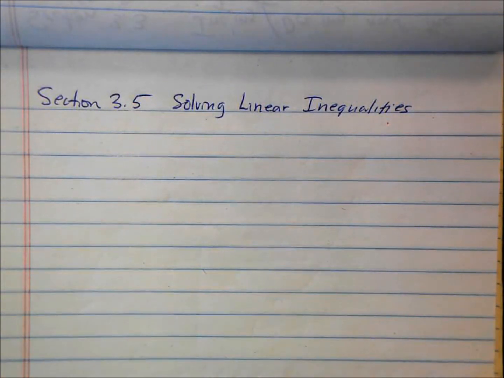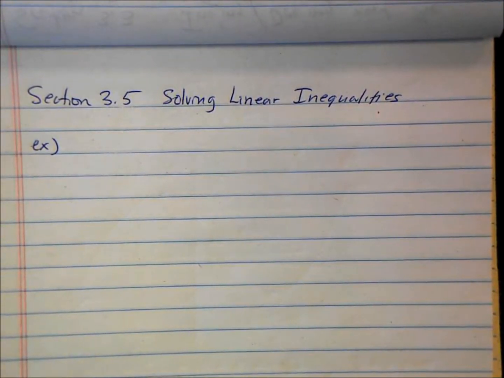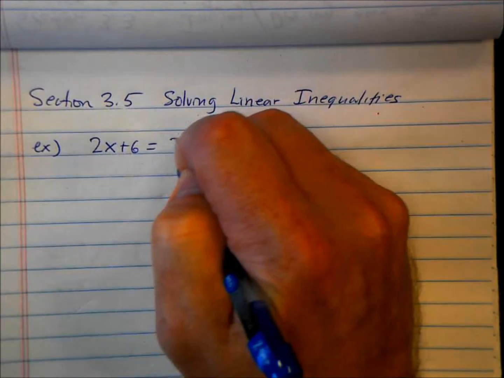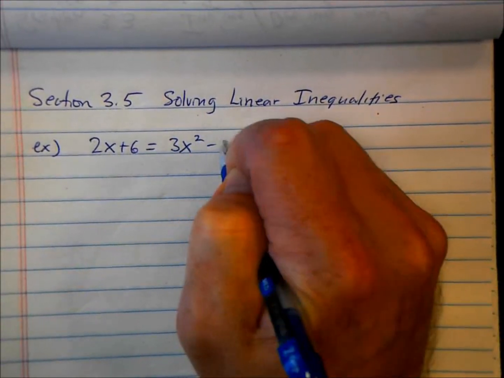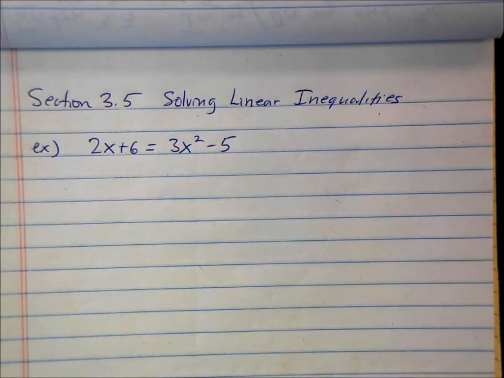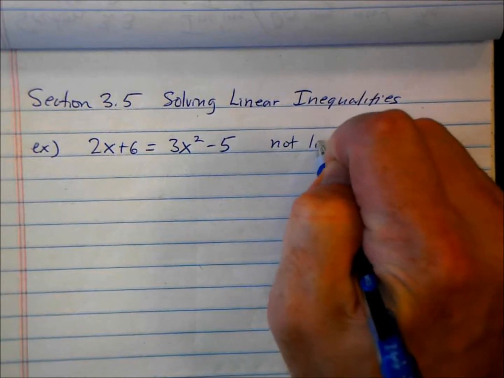For example, I'll write down some equations. You tell me if they're linear or not. 2x plus 6 equals 3x squared minus 5. Linear or not linear? Not linear. Why not? Because it's got an x squared in it. Okay? So this one is not linear.